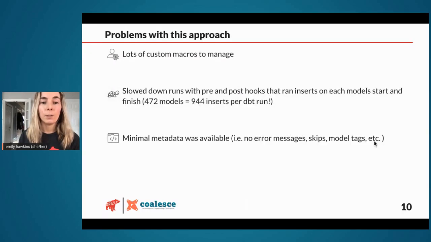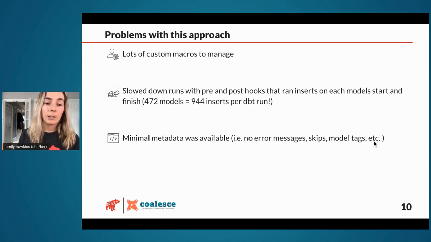There's a lot of custom macros to manage here. As you could see, it's not super easy to read. It slowed down our runs because we had these pre and post hooks firing off at the start and end of each model. So at about 472 models, that was about 944 inserts per dbt run when we ran our entire project. So that's definitely a lot going on there.